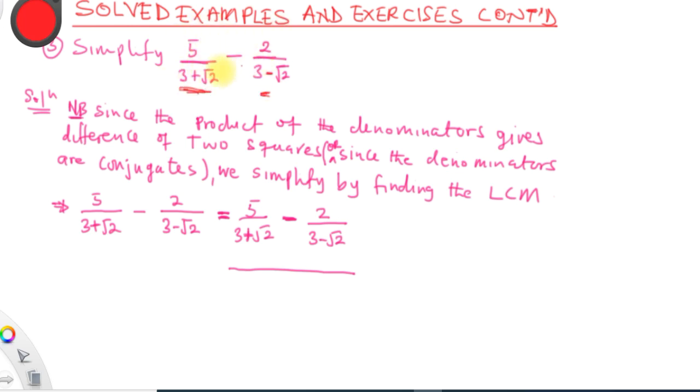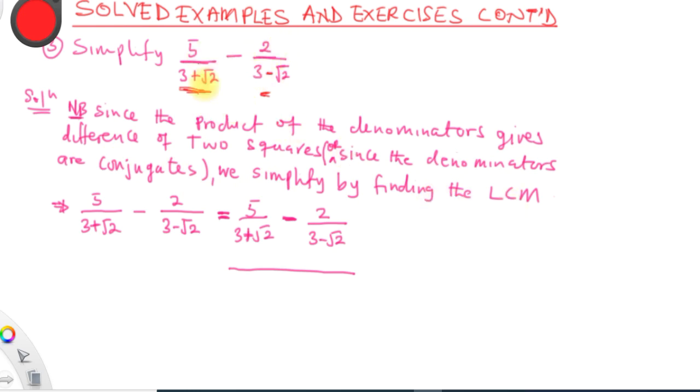Whenever you are given a fractional set that has two or more terms, you have to simplify. If the denominators are conjugates, then you have to find the LCM. Since the product of the denominators gives a difference of two squares, or since the denominators are conjugates, we simplify by finding the LCM.